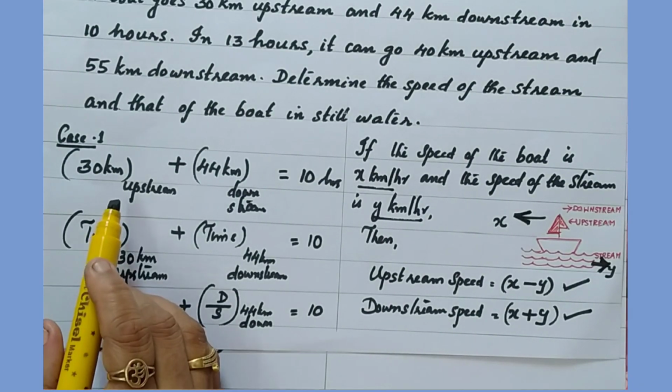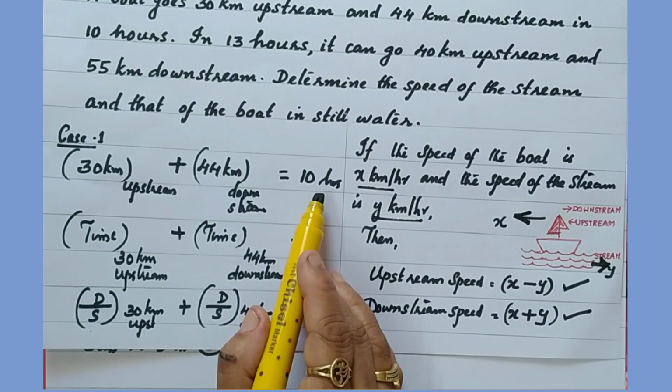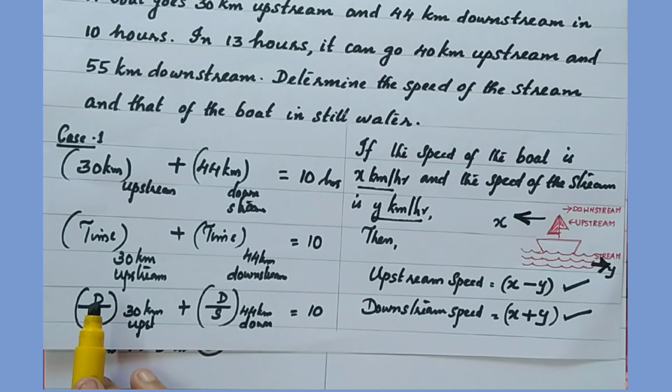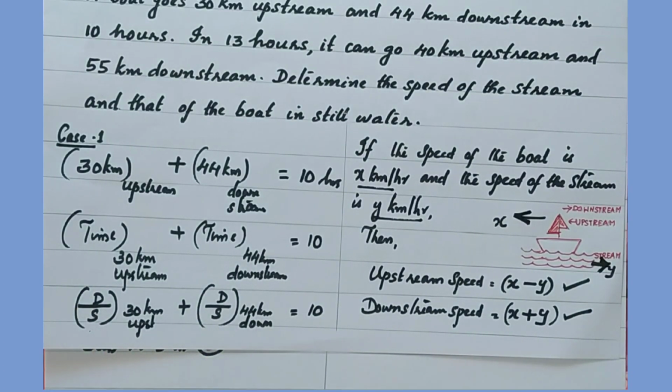Now remember what is given for you. Always you are given with the time on the right side. So convert the time on the left side as distance by speed. Okay.